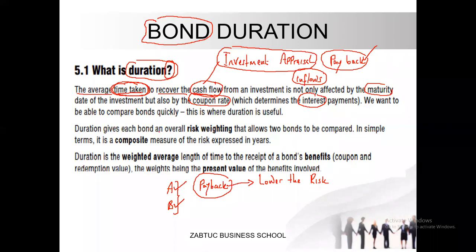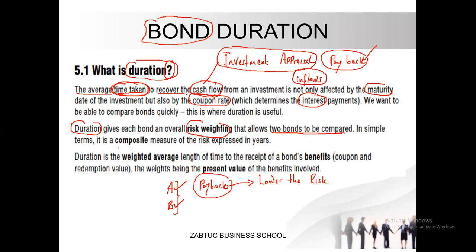Duration gives each bond an overall risk weighting. Now that's very important. This expression we're using today, that we'll be learning how to calculate, gives each bond an overall risk weighting. That allows two bonds to be compared. I want you to pick this item: two bonds to be compared.